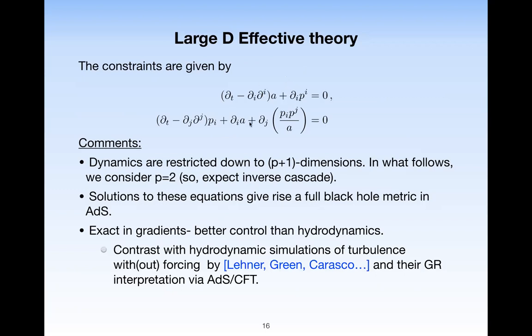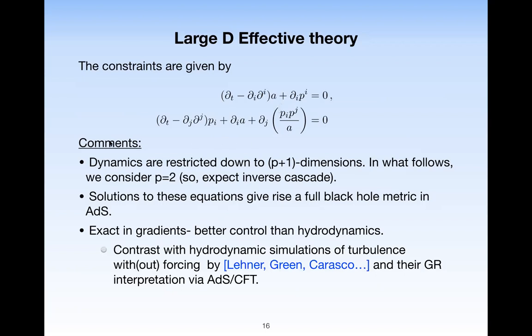So these equations, as I said, look very much like Navier-Stokes, but they're not. They're exact in gradients. And the nice thing about them is that because of this similarity with Navier-Stokes, they give us this link between the gravity computation and the fluid variables that we were missing so far. So this is very important.